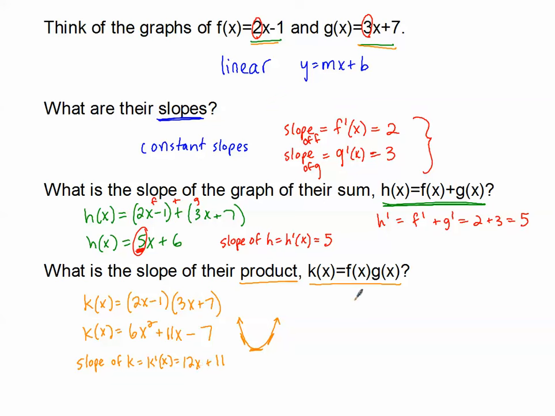Well, what if I say, what's f prime times g prime, the values that I got up here? The slope of f was 2. The slope of g was 3. What is 2 times 3? 6. Is that the same as 12x plus 11? Finding the product and then taking the derivative, is it the same as taking the product of the derivatives? No, these are not the same. The point being, if we have a product, it requires use of the product rule.